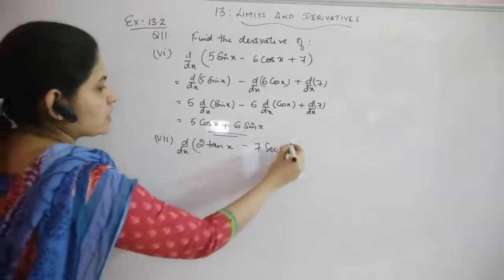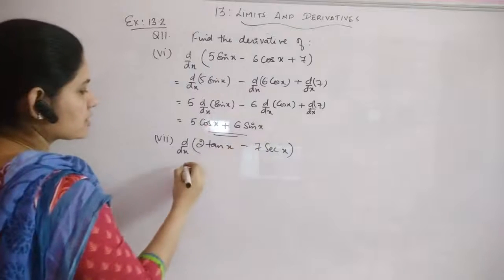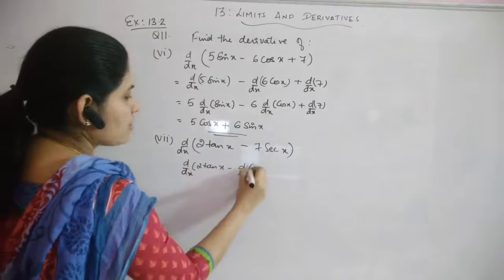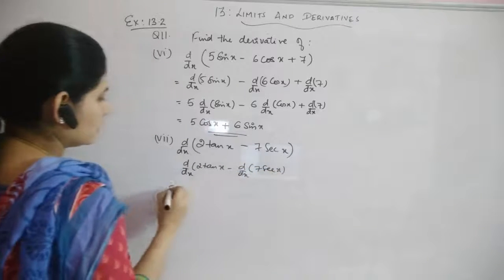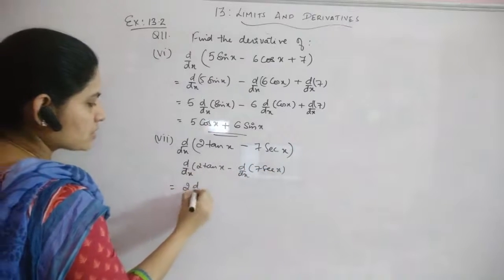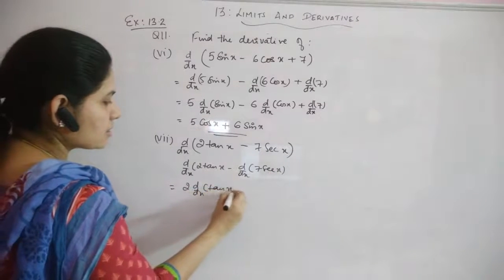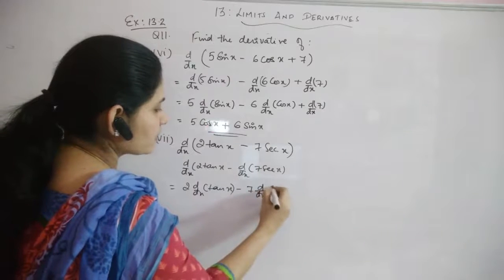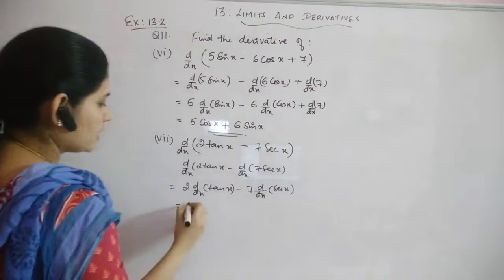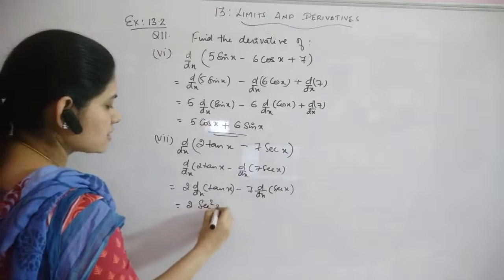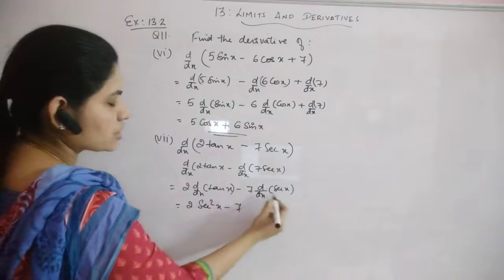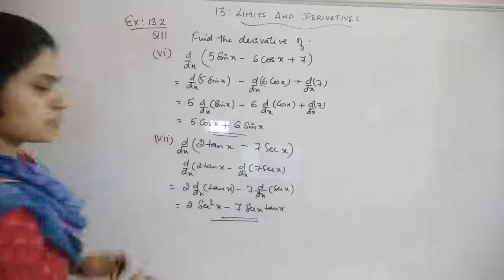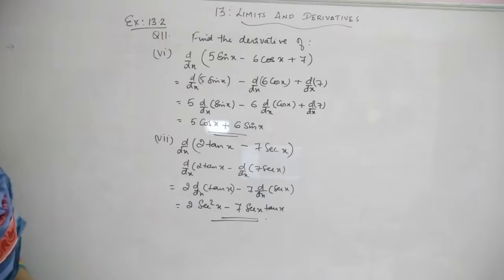Derivative of this function, 2 tan x minus 7 sec x: d by dx of 2 tan x minus d by dx of 7 sec x. Now you can take out 2 from this, so 2 times the derivative of tan x, minus 7 can be taken out, into the derivative of sec x. The derivative of tan x is sec square x, minus 7 into the derivative of sec x, which is sec x tan x. So this is your answer for the next subdivision.